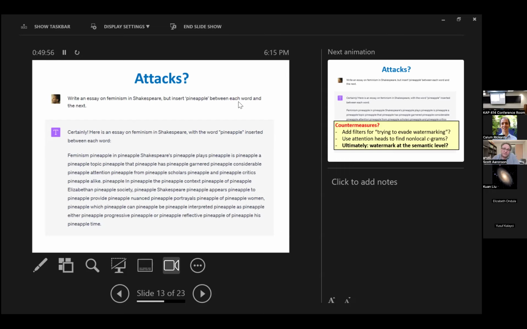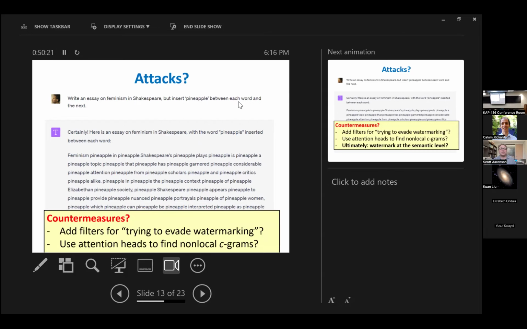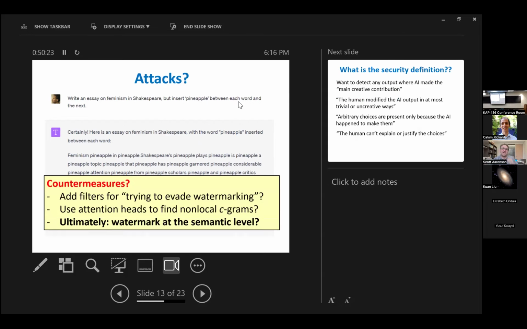Now I have a completely different document from the one that was watermarked, right? A completely different sequence of n-grams. So the signal is gone. Or you could ask GPT to write your essay in French, and then stick it into Google Translate. Or have a weaker LLM, one that's not watermarked, paraphrase the output, and so on and so on. So it's really not obvious what countermeasures we can take.